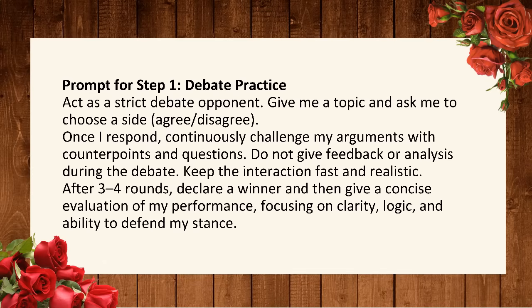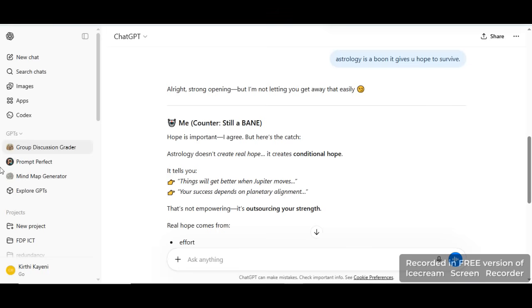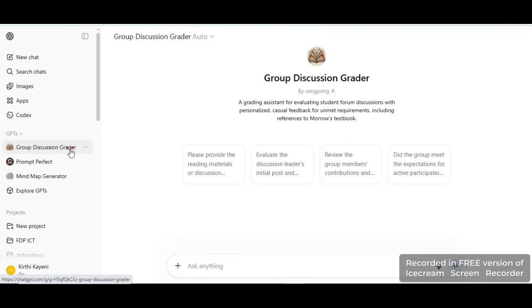After 3 or 4 rounds, declare a winner and then give a concise evaluation of my performance, focusing on clarity, logic, and ability to defend my stance. So I want continuous and spontaneous debating, like how we have in real time. Each time ChatGPT should not be guiding me. That's how we maintain interest.